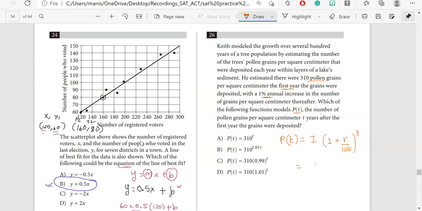So let's substitute the values. What is I? This is the number at the initial time. It is an initial value.